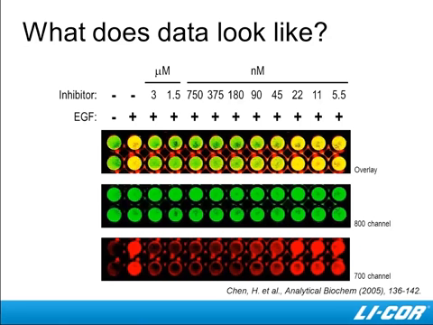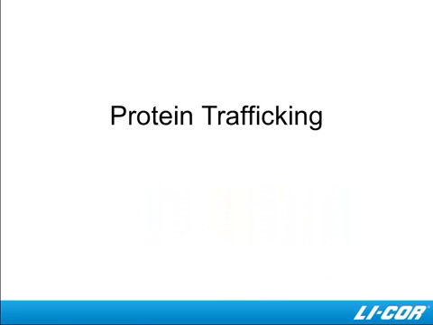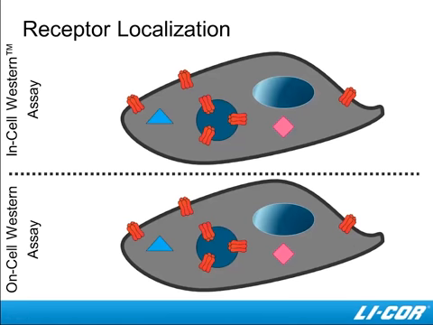So let's talk about another example. Let's transition from protein phosphorylation, and then let's talk about instead protein trafficking. So in this example, I'm going to again talk about the In-Cell Western Assay, but I'm going to compare it to the On-Cell Western Assay. What I'm most interested in is receptor localization. So where is my receptor inside a cell? Is it at the plasma membrane, or is it internalized in an internal structure?